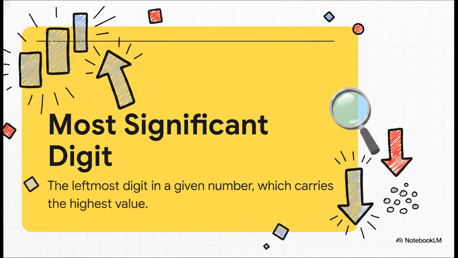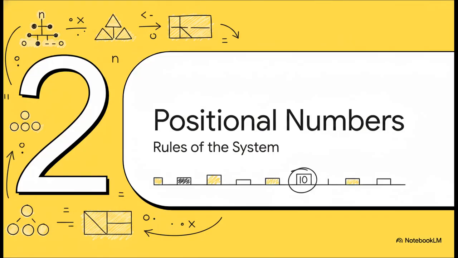Because of this structure, position is absolutely everything. In that number, 4,728, the 4 is what we call the most significant digit because it represents the thousands. It carries the highest weight. Conversely, the 8 all the way over on the right, that's the least significant digit, simply because it just represents single ones.